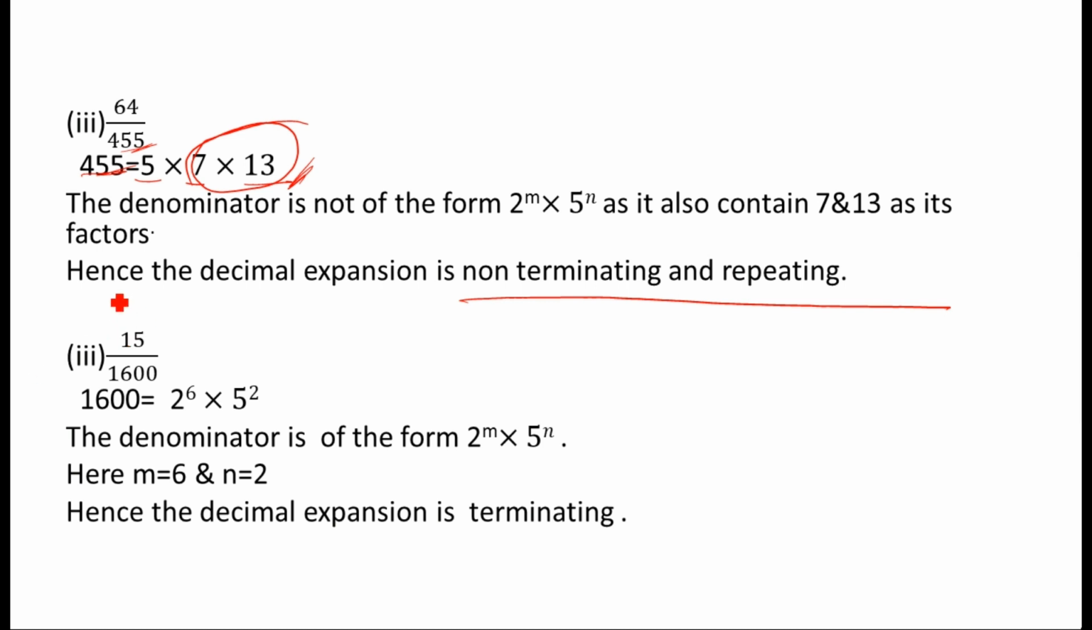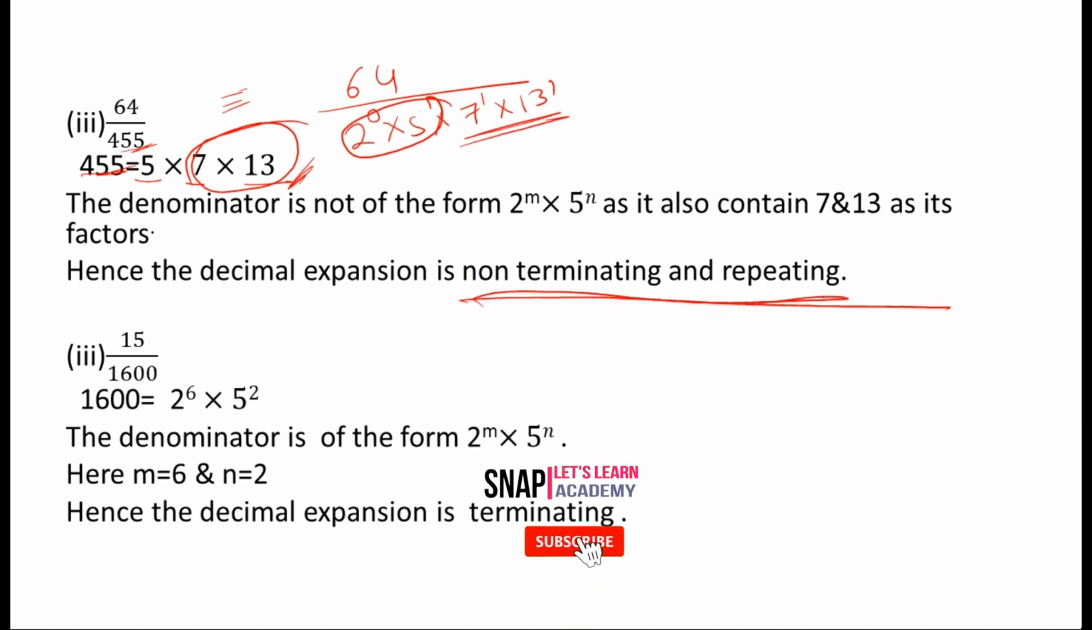We can write this as 64 upon 2 raised to the power 0 cross 5 raised to the power 1 cross 7 raised to the power 1 cross 13 raised to the power 1. Other than 2 and 5, it also contains 7 and 13. Therefore, it is a non-terminating decimal expansion.